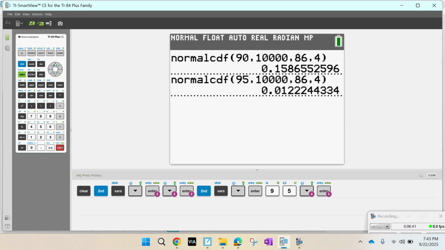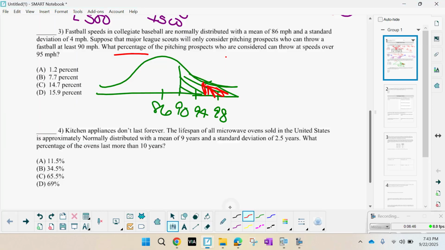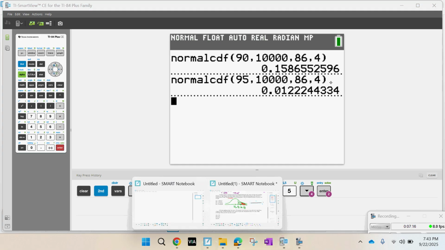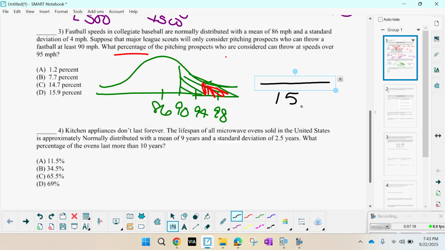Now, the question asked for the percent. Let's just double check that. Yeah, it asked for what percent can throw at speeds over 95. So we need the speeds over 95 out of the ones that are at least 90. So this just turns into a proportion. The first one was the 16%, but it actually ended up being 0.158655, so roughly rounded this would be about 15.9%. So that is going to be my denominator, 15.9%.